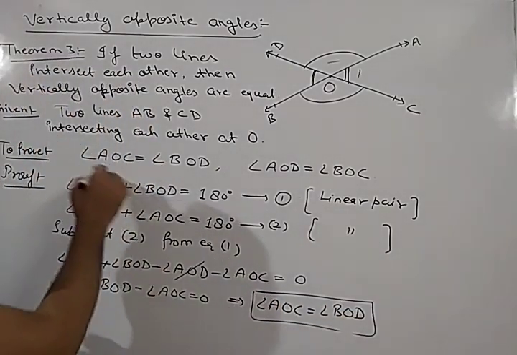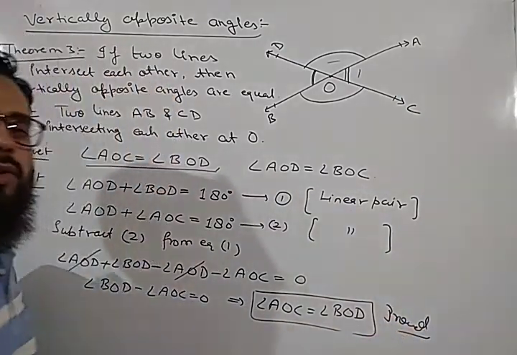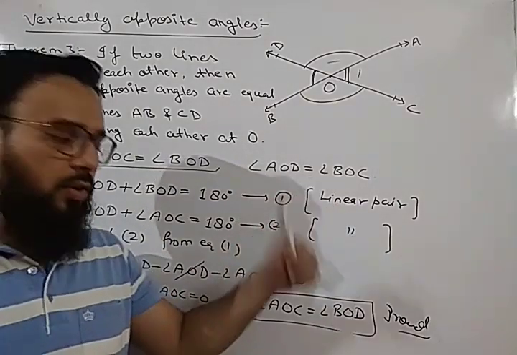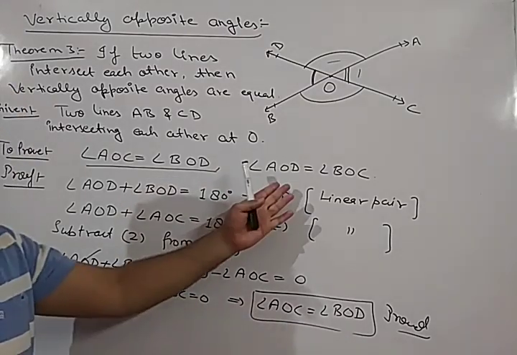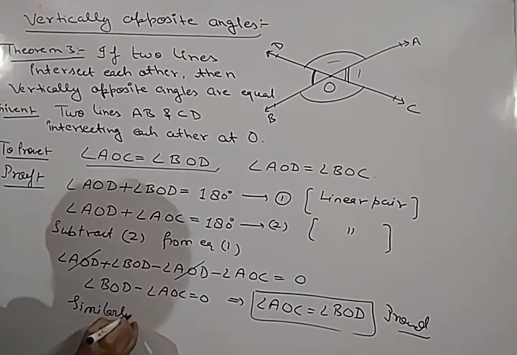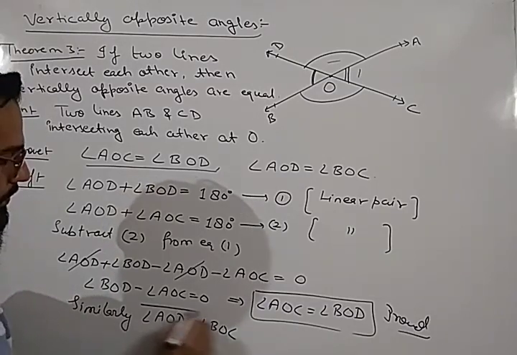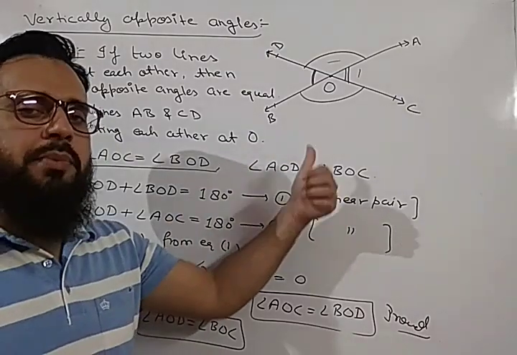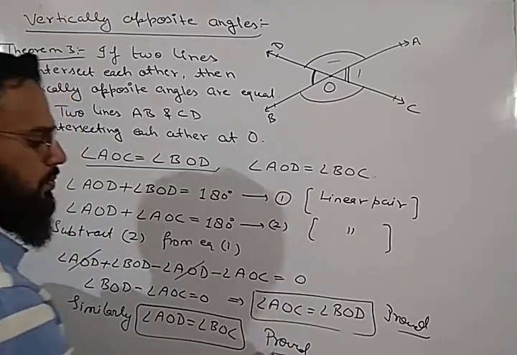Angle AOC is equal to angle BOD. We have proved this part. Okay, now you need not prove the second part. Why? Because it is already proved. So you can just write similarly: the other part can be proved similarly, angle AOD is equal to angle BOC. It is enough. If you have proved one part, then the second part can be proved similarly. Hence both the parts are proved.